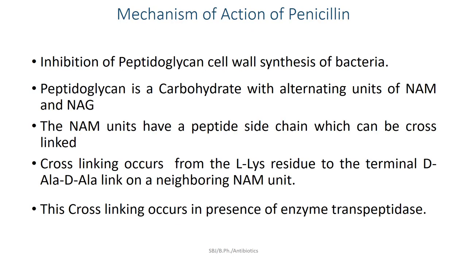Peptidoglycan is a chain of carbohydrates composed of alternating units of NAM, that is N-acetylmuramic acid, and NAG, that is N-acetylglucosamine. The NAM units have a peptide side chain which can be cross-linked from the L-lysine residue to the terminal D-alanine link on a neighboring NAM unit. So, the cross-linking takes place between two neighboring NAM units. This cross-linking is done in presence of the enzyme transpeptidase.